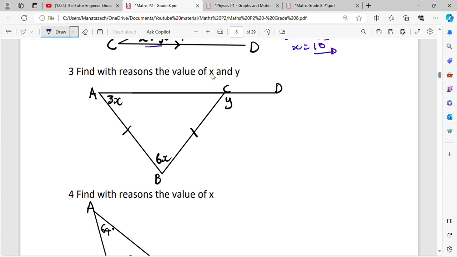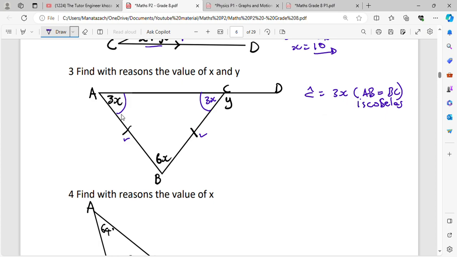Find with reasons the values of x and y. Here we're given that this side and that side are equal, which means this angle will be 3x as well, equal to this angle. So we can start by saying angle C is equal to 3x. The reason is AB is equal to BC, or this is an isosceles triangle. If you like, you can just write as your reason isosceles. I hope they got the spelling right there for isosceles.